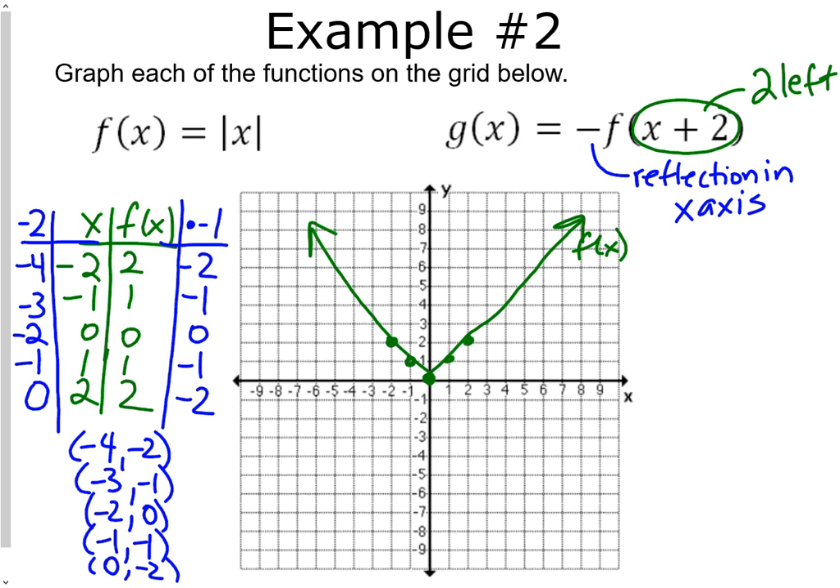So negative 4, negative 2, negative 3, negative 1, negative 2 and 0, negative 1 and negative 1, and 0, negative 2. And look at this. This is lovely. So notice it's definitely been reflected, and then it's been moved 2 to the left. So we did it. Great job. So we can apply more than one transformation. It's just a matter of making sure that we're nice and organized in our table of values to see our new points.